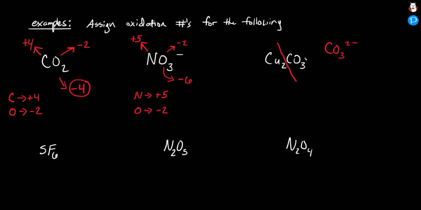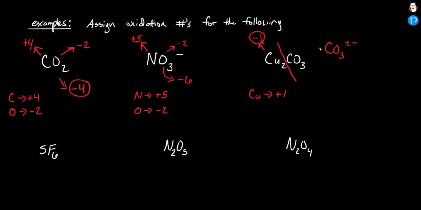So that means if this CO3 by itself is 2-, these 2 coppers need to add up to be 2+. So therefore, each copper must be +1, right? If each copper is +1, I've got 2 coppers, that's a total of +2 to balance out the 2- charge on here. So I'm going to write down here that copper must be +1.